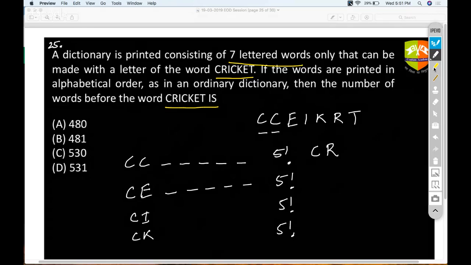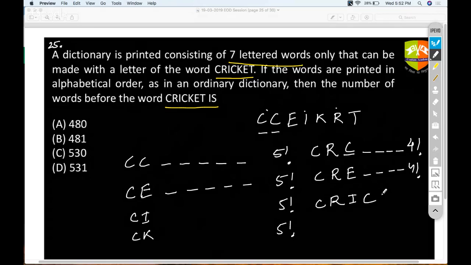Then CR. When it comes to CR, the first word will be CRC. Okay. So CRC, it will be 1, 2, 3, 4. That's going to be 4 factorial. Then CRE, that again will be 4 factorial. Then CRI. Now cricket also starts with CRI. So the next word will be CRIC. So cricket also starts with CRIC. Correct.